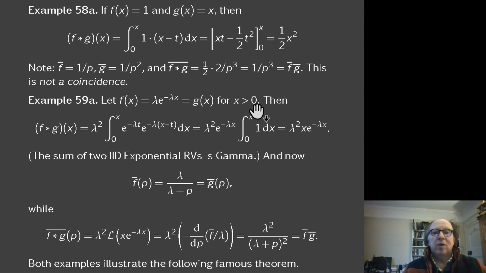So let's see how it works for a very simple example. If f is 1 and g is x, then what's their convolution? It's the integral of f(t), well that's just 1, times g(x minus t), which is x minus t. And I integrate that from 0 to x, which gives me xt minus a half t squared from 0 to x, which is equal to a half of x squared.